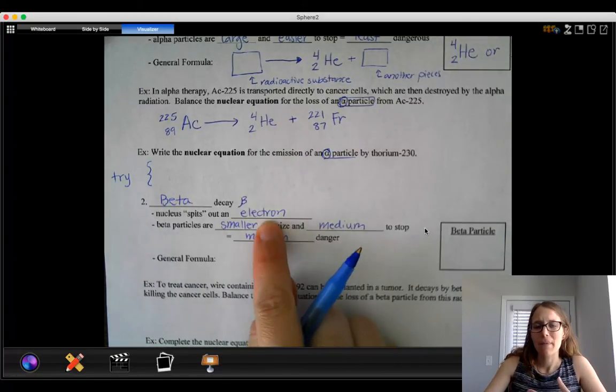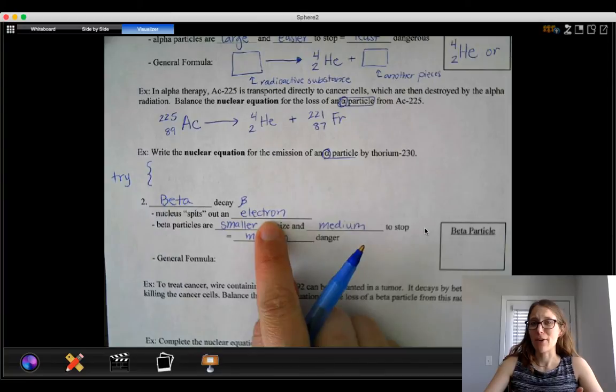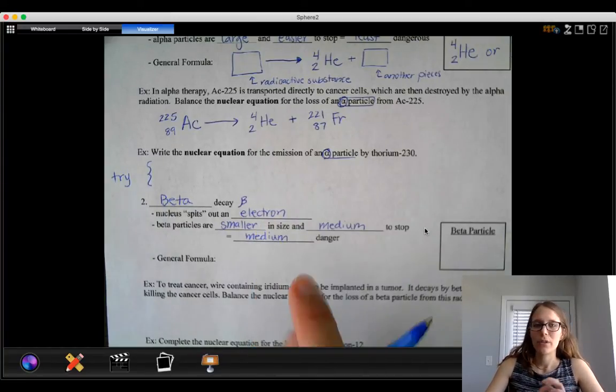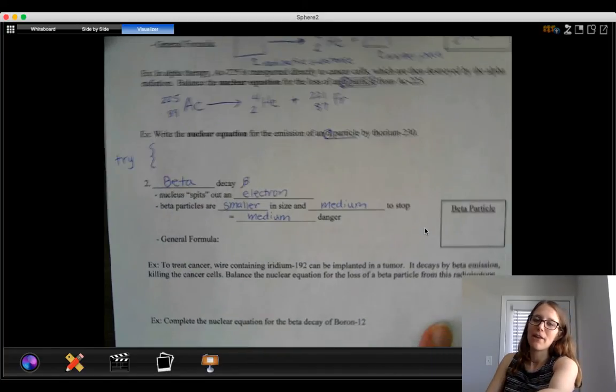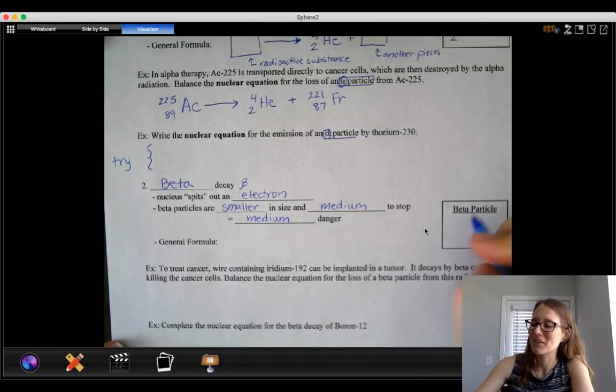One note, it might be kind of weird that I just said the nucleus spits out an electron because there aren't any electrons in the nucleus. The nucleus actually creates an electron and then gets rid of it. And that's a complicated process that we're kind of skipping over a little bit here.